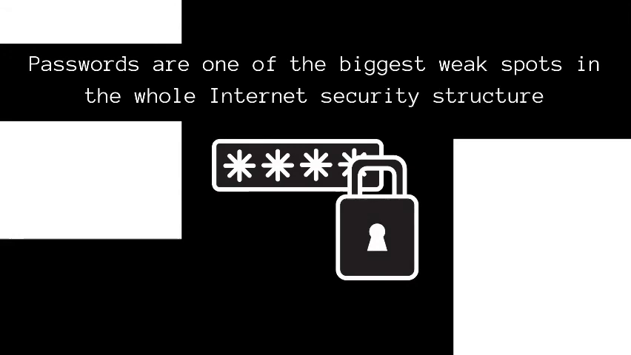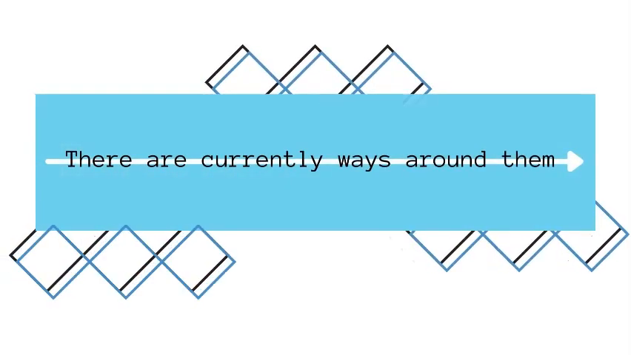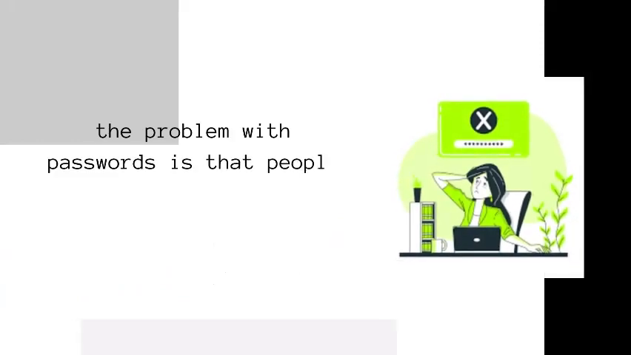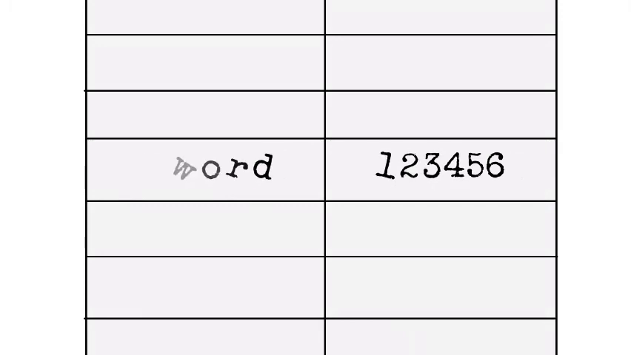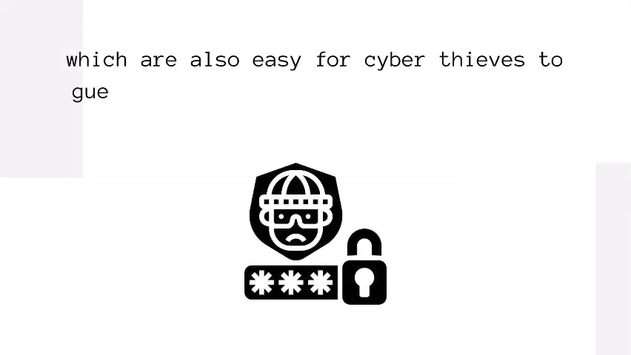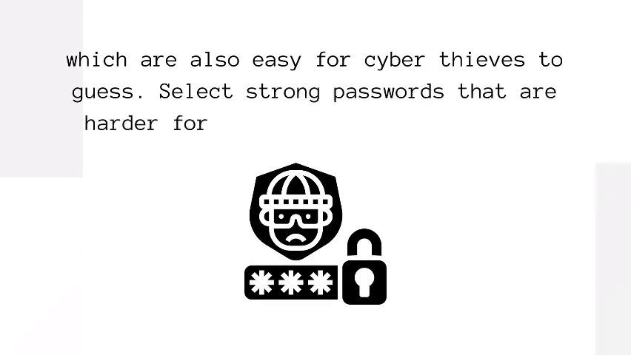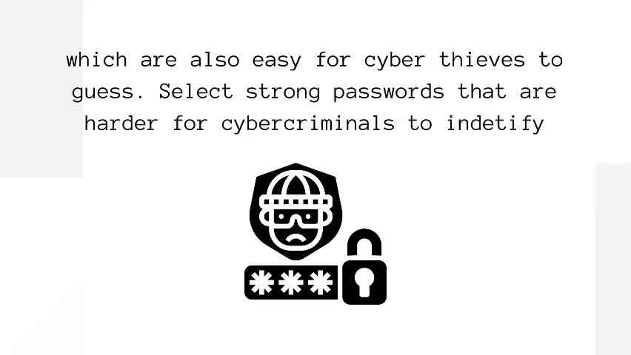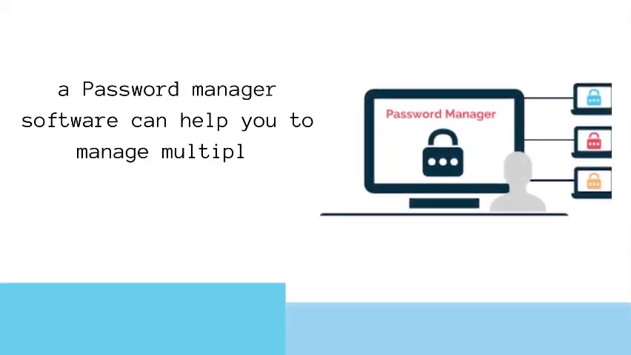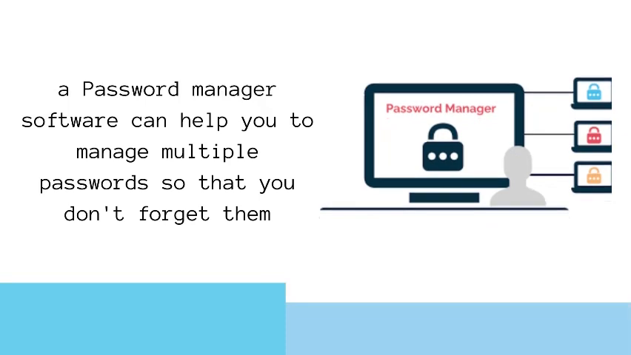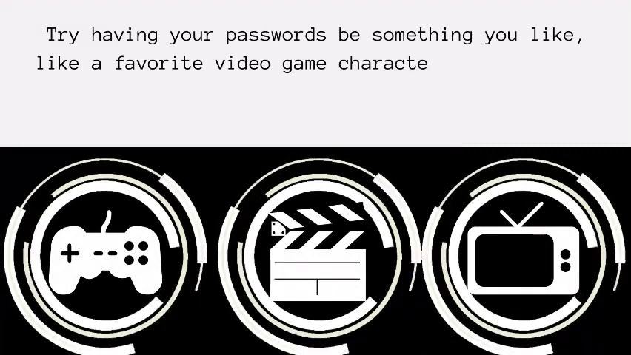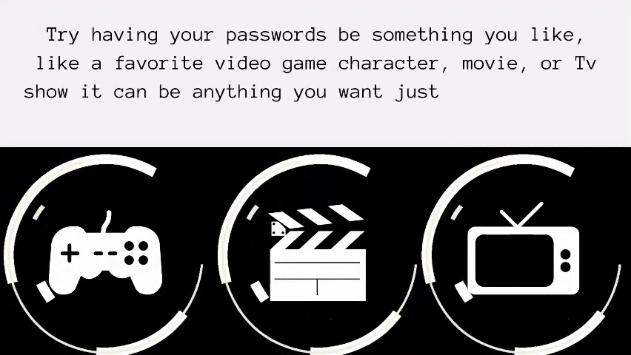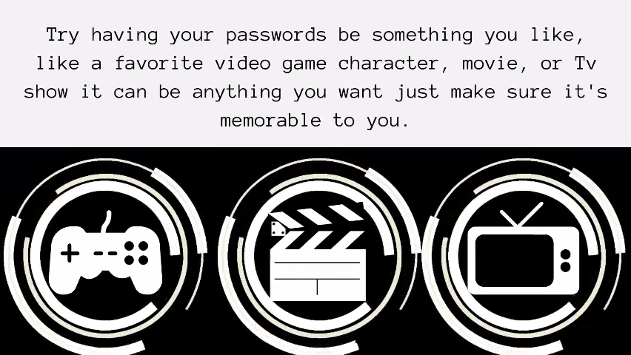Choose strong passwords. Passwords are one of the biggest weak spots in the whole internet security structure, and there are currently ways around them. The problem with passwords is that people tend to choose easy ones to remember, such as password and 123456, which are also easy for cyber teams to guess. Select strong passwords that are harder for cyber criminals to identify. Password manager software can help you manage multiple passwords so that you don't forget them. Try having your passwords be something you like, a favorite video game character, movie, or TV show. It can be anything you want, just make sure it's memorable to you.